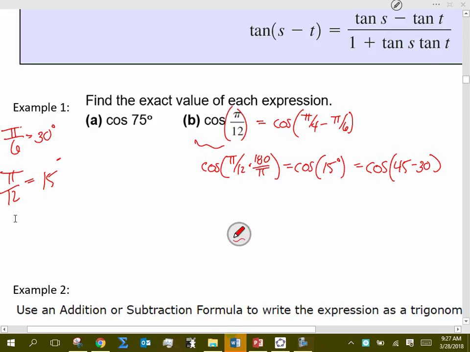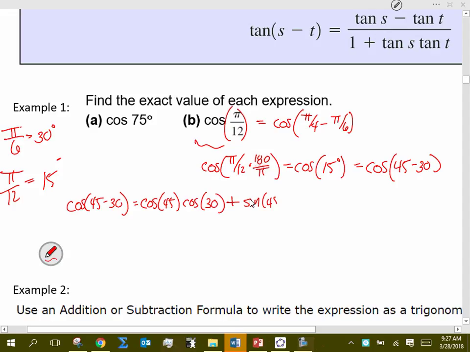Okay? But now if I write it as cosine 45 minus 30, we're going to go through and write cosine 45, cosine 30, cosine, okay, that's a minus, so that's going to be a plus, and then sine of 45, sine of 30. What is the cosine of 45? Right, root 2 over 2. What's cosine of 30?